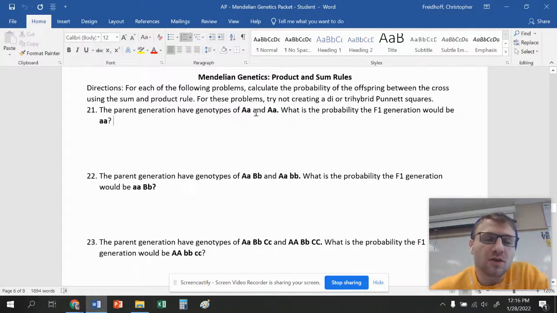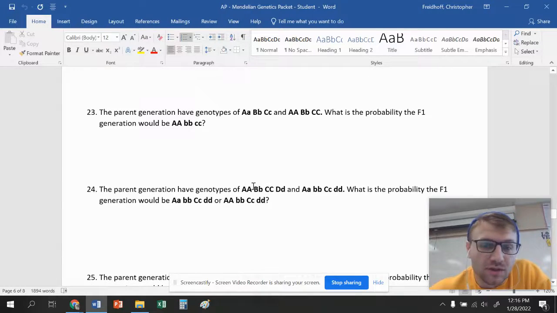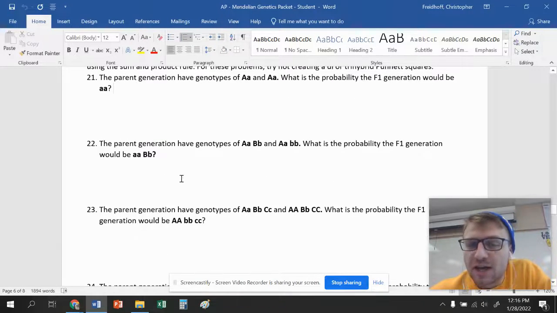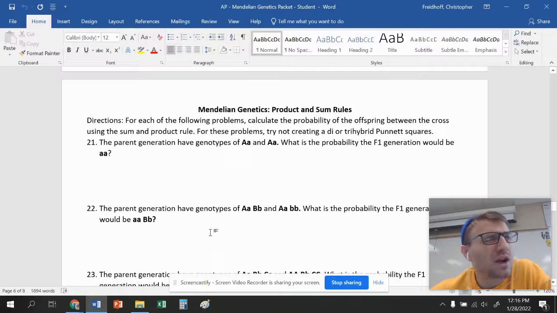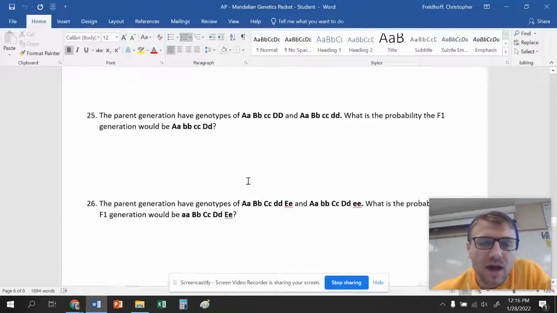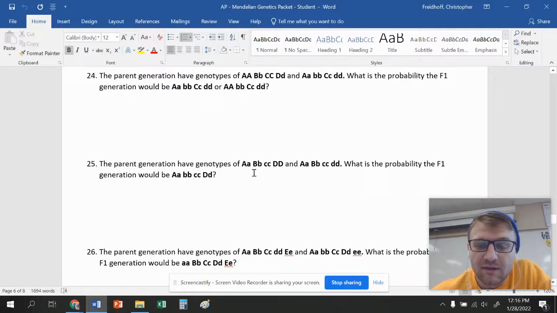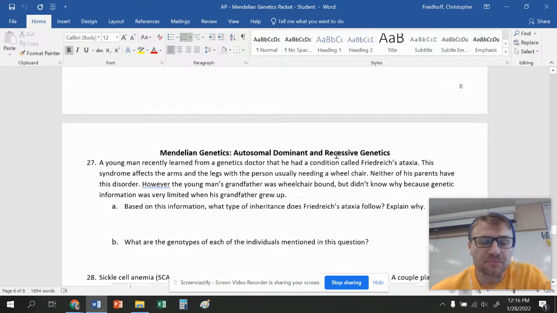Product and sum rules. This goes over how to get through a dihybrid Punnett square, or a trihybrid, or even a quad hybrid without actually producing one. This is called the sum and product rule, I think. After your teacher, or after I go through this, you'll understand how to go through this really easily. These are pretty easy once you get the hang of them. You're just multiplying and then finding the percent of a certain type of offspring. So like in this case, big A, little a, big B, little b, big C, little c, big D, little d, out of these 2 combinations of the parents.